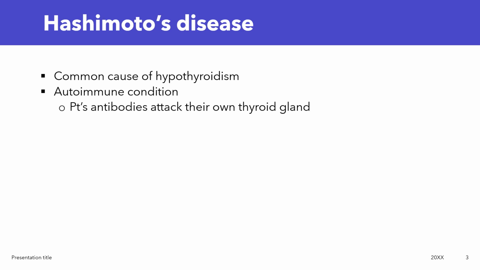Now, let's talk about Hashimoto's disease. Hashimoto's disease is an autoimmune condition. It is the most common cause of hypothyroidism. So with Hashimoto's disease, what happens is that the person's antibodies are attacking their own thyroid gland.